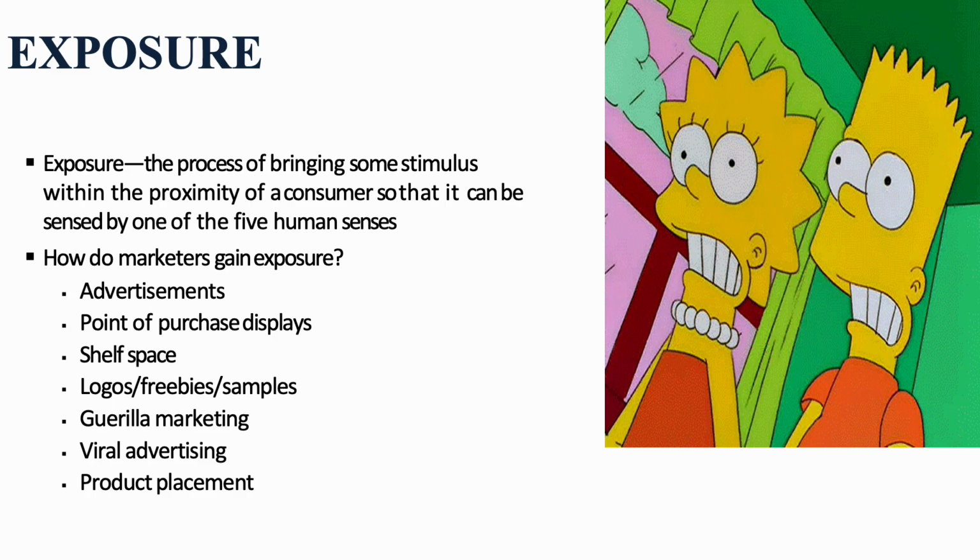One process underlying perception is exposure. So, exposure is the process of bringing some stimulus within the proximity of a consumer so that it can be sensed by one of the five human senses. So, you can bring a smell or a picture, an advertisement, so on and so forth, within the proximity of a consumer. So, how do marketers gain exposure?